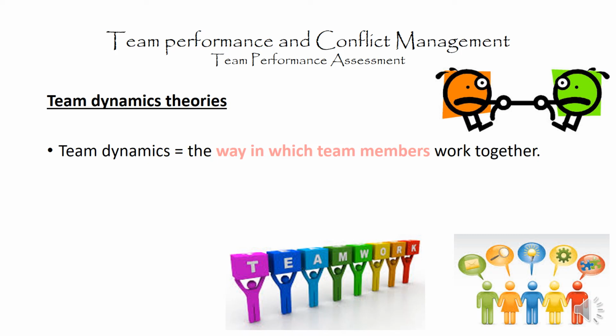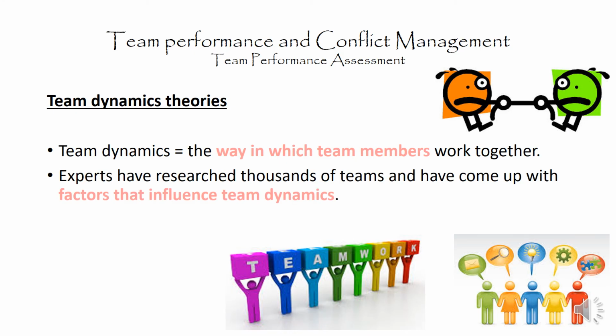Right, if we just quickly talk about the team dynamics theories, okay, we say team dynamics is the way in which different team members work together. We said there are different kinds of people, different personalities that we are now going to throw into one team. So the way in which those team members interact with each other, that is team dynamics. And there have been lots of different theories. There have been lots of people that have researched thousands of teams, and they've come up with different factors that influence team dynamics. So what makes some teams more successful than others? Which kinds of personalities interact well with other types of personalities?